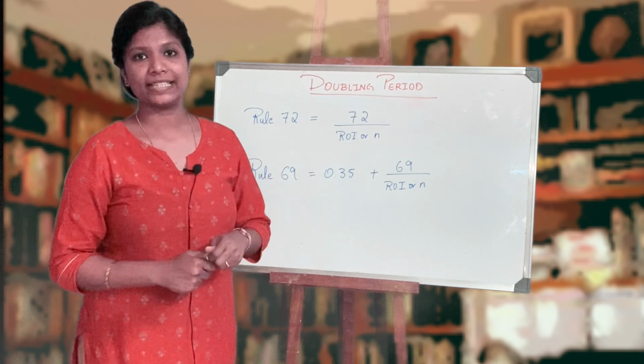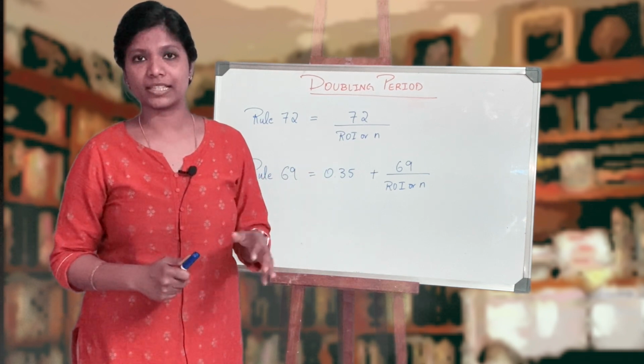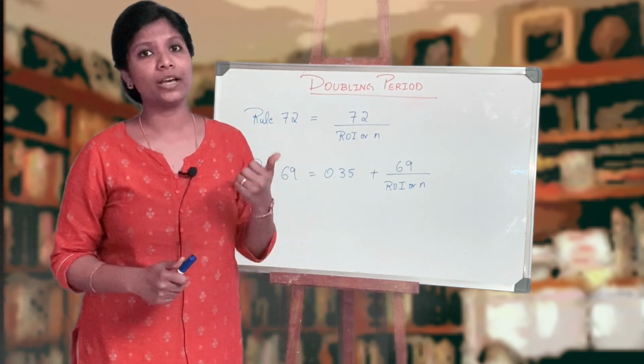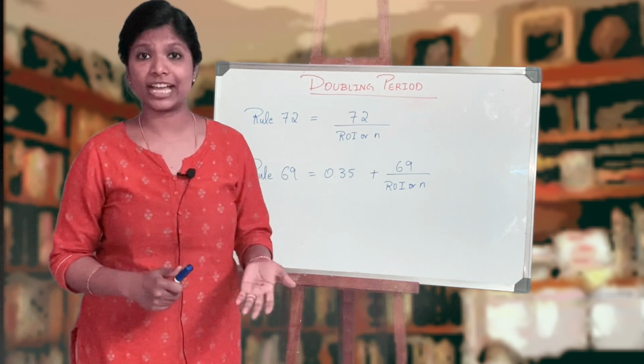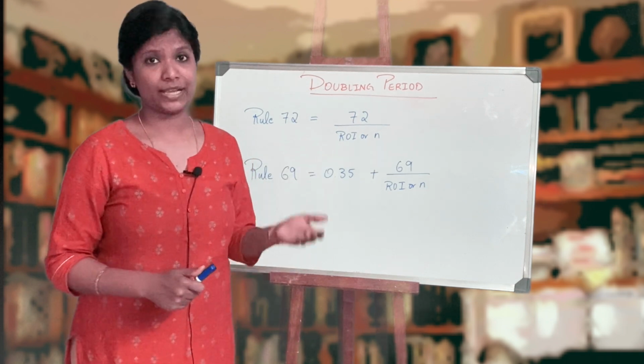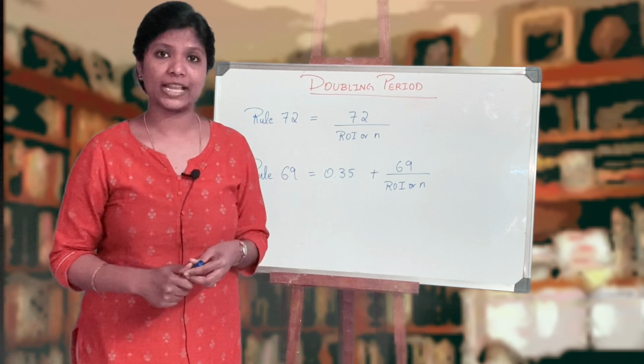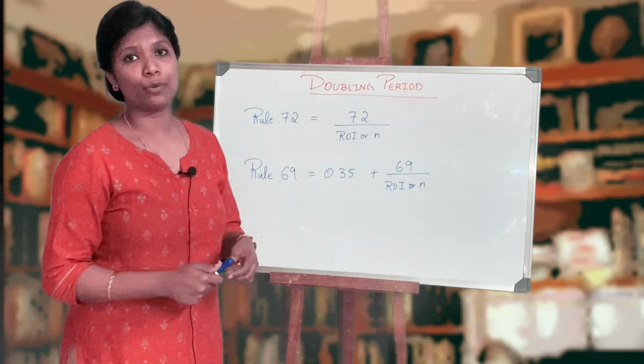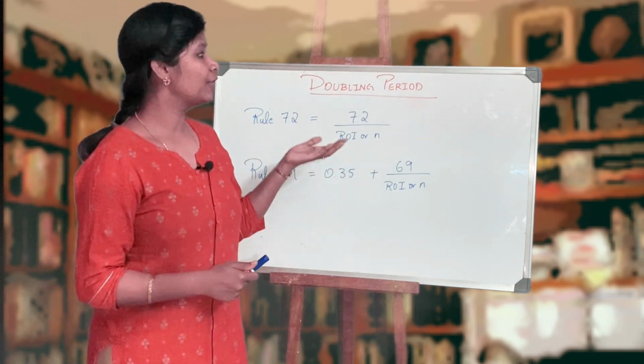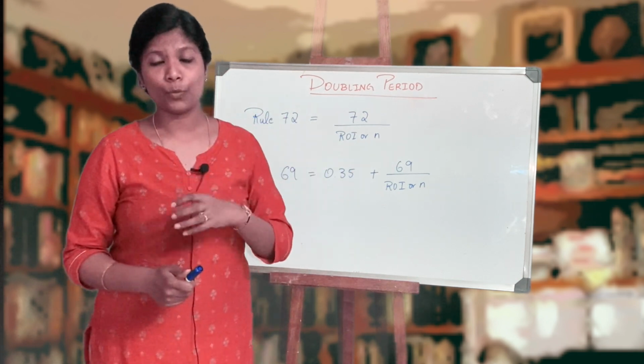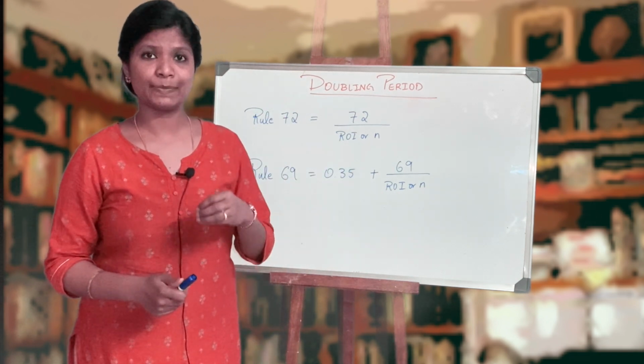So today's topic is doubling period. We have covered future value, simple interest, compound interest as well as annuity in previous classes. We have covered present value, simple interest as well as annuity. So our next topic today is called doubling period. The concept is simple. In what time period will my investment double itself?